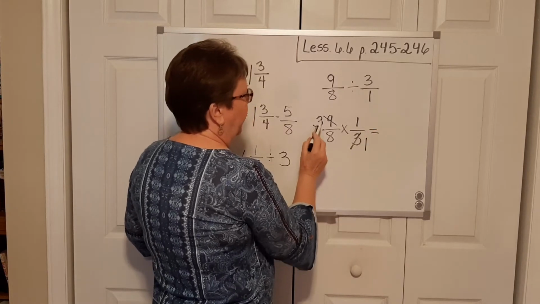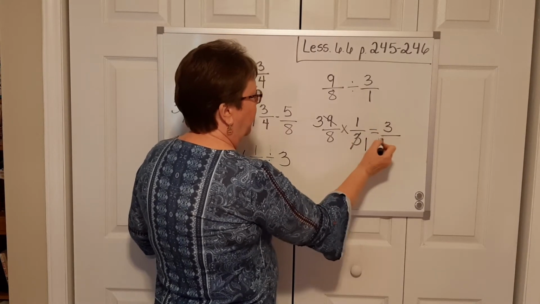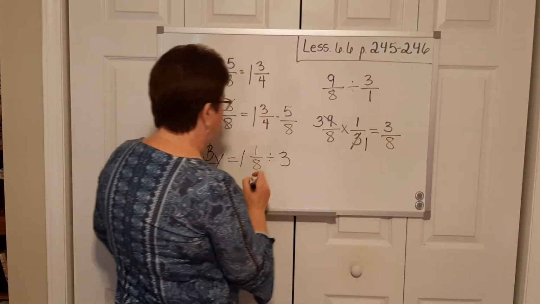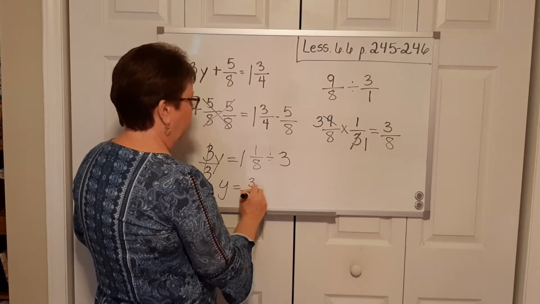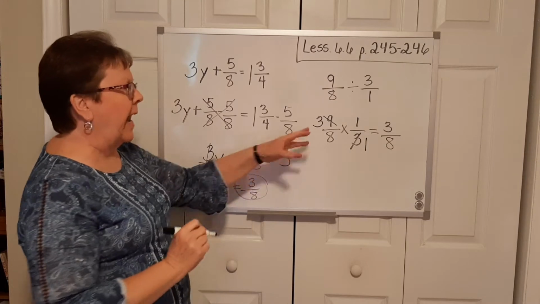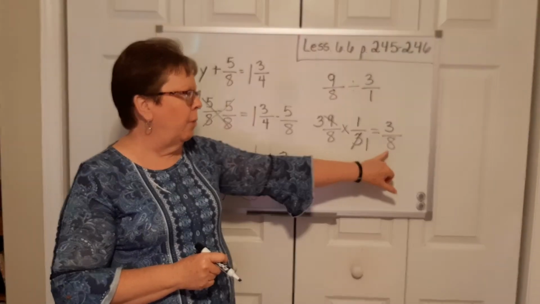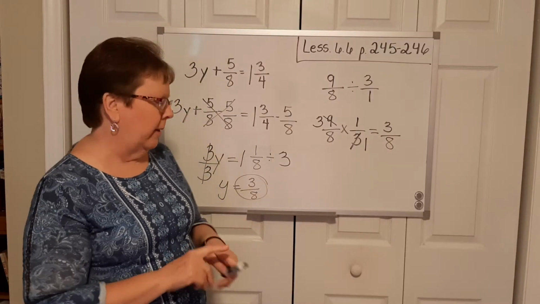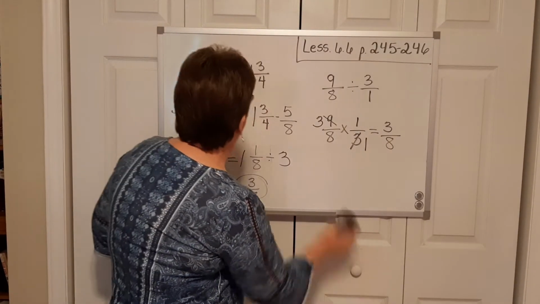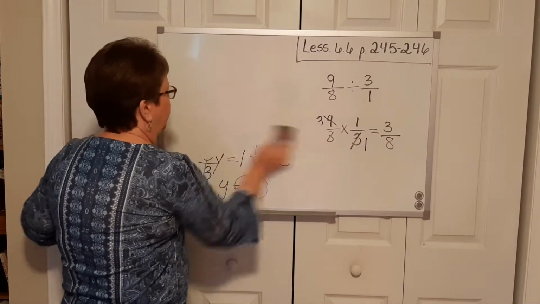So now let's multiply it out. 3 times 1 is 3. 8 times 1 is 8. So there's our answer. 3/8. Now, if you hadn't canceled, you could still reduce the answer when you get it, and then you would get 3/8 if you reduce correctly. Okay? All right, so there's one example. Let's do another one.